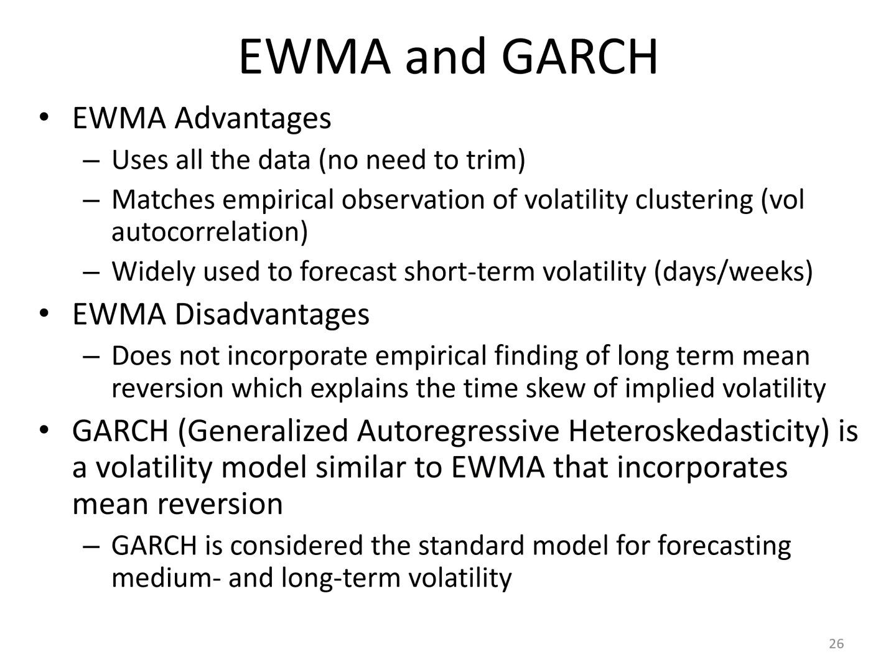In the last section, we talked about EWMA, Exponentially Weighted Moving Average Volatility. And we said we liked it because it uses all the data, with no need to trim it. It matches the empirical observation of volatility clustering. It also is widely used to forecast short-term volatility, say for days or weeks. The disadvantage of the EWMA model is that it doesn't incorporate the empirical finding of long-term mean reversion of volatility.